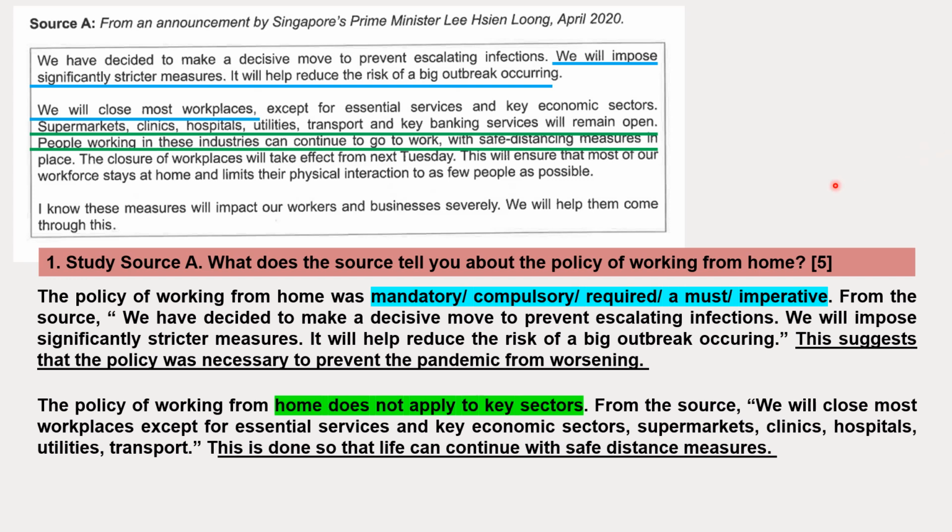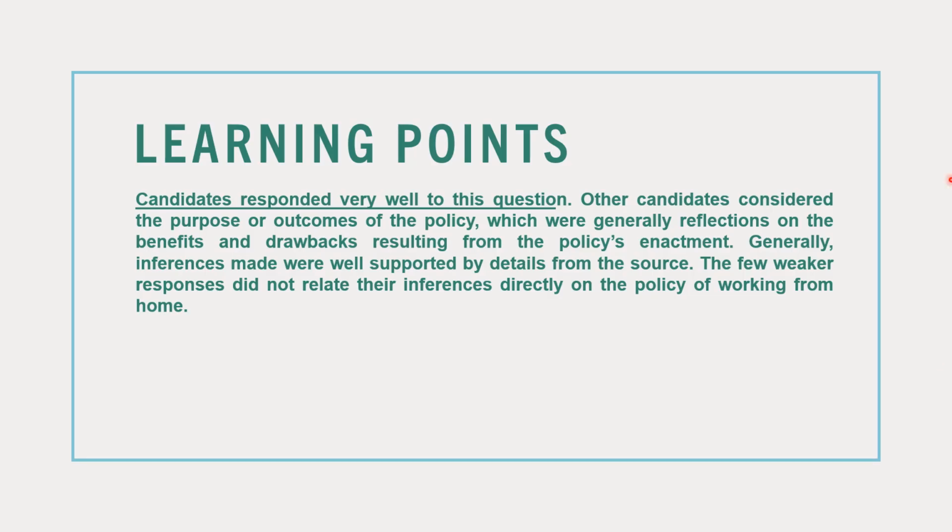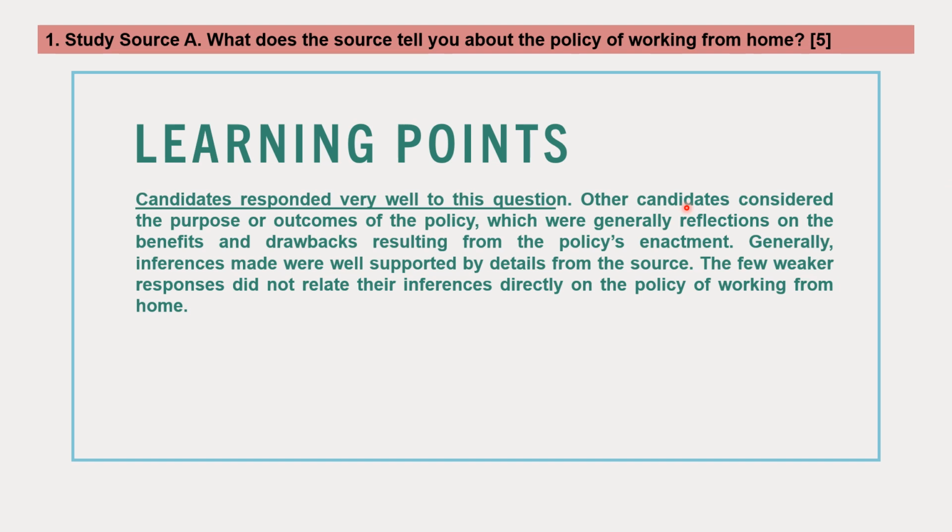One big tip is make sure that your inference, the one that I highlighted both in blue and green, are not taken from the source. It is supposed to be independent from the source. Okay, so key learning points for question one. Most candidates did well for this. Okay, generally inference made were well supported by details. Just make sure the weaker responses in the national exam did not relate their inference directly on the policy. So it is really about the policy, nothing else.